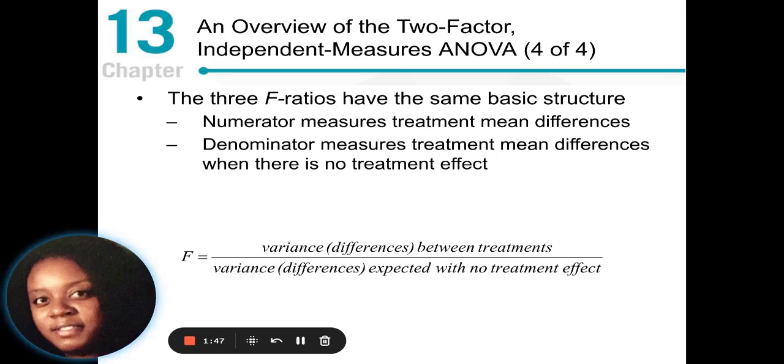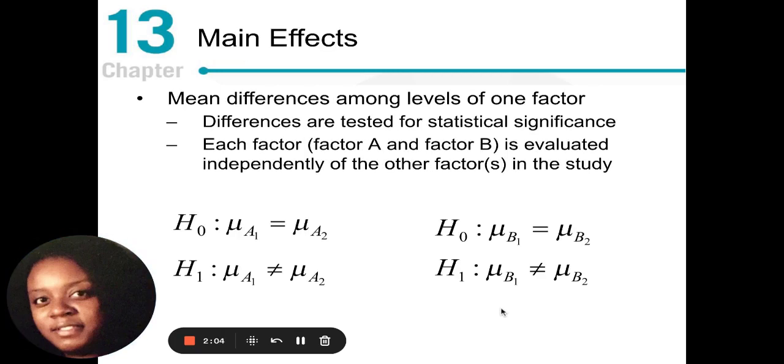So the three F ratios have the same basic structure. You have the numerator, which measures the treatment mean differences, and the denominator, which measures the treatment mean differences when there is no treatment effect, as indicated at the bottom of the screen. The main effects are the mean differences among levels of one factor. Those differences are tested for statistical significance, and each factor, factor A and B, is evaluated independently of the other factors in the study, as indicated by those formulas at the bottom.